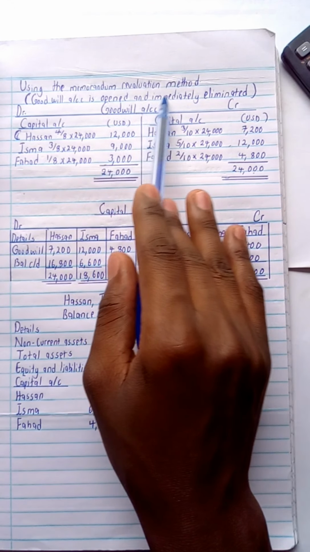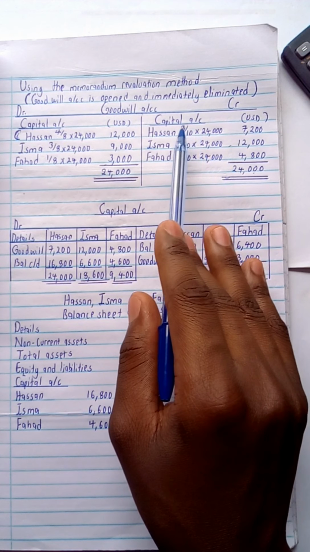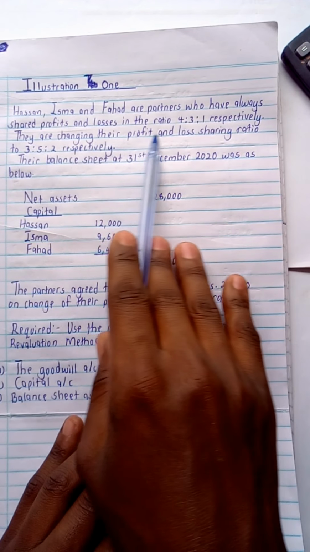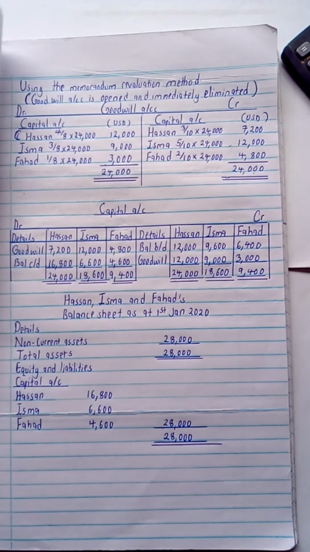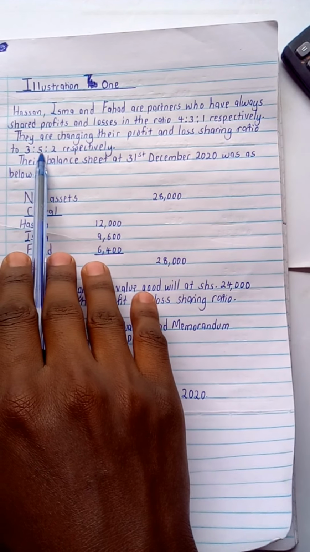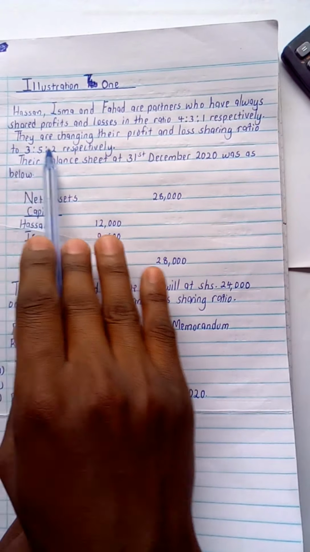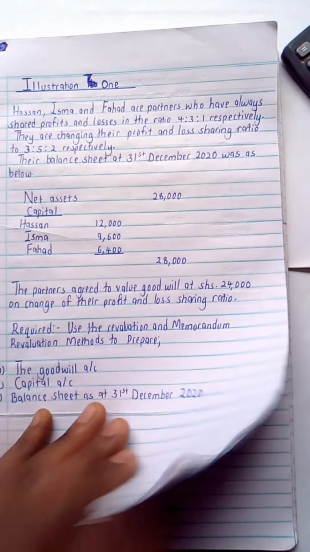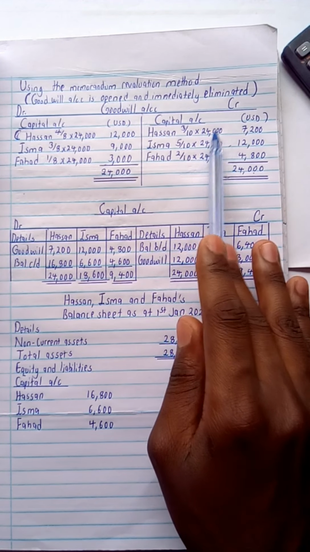But remember, it's saying and immediately eliminated. But here I'll be using the new ratios, whereby they are changing their profit and loss sharing ratios to this. So Hassan is having 3, Isma is having 5, Fahad is having 2. So Hassan is having 3 out of 10. The total of all these is 10. Isma is having 5 out of 10. And then Fahad is having 2 out of 10 times the value at which goodwill is accounted for.